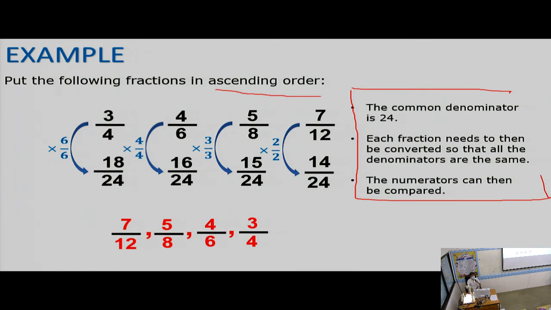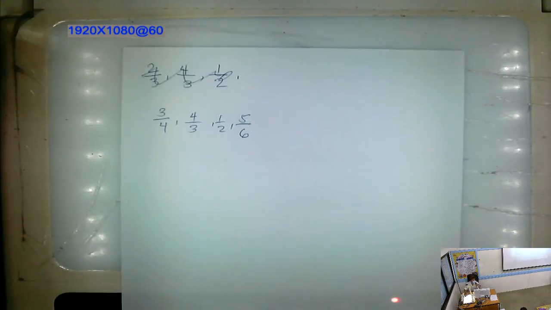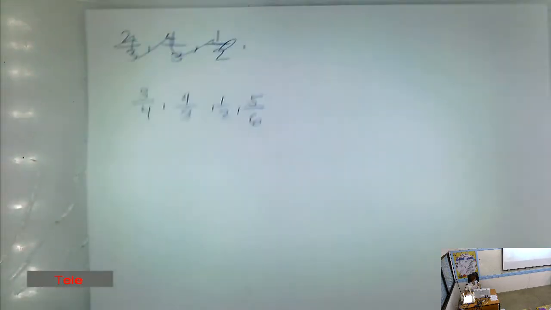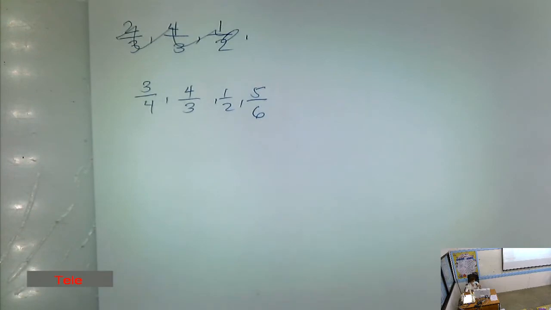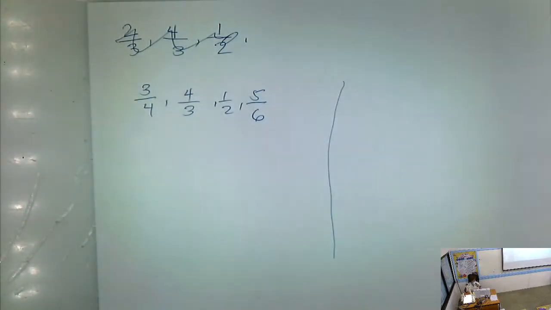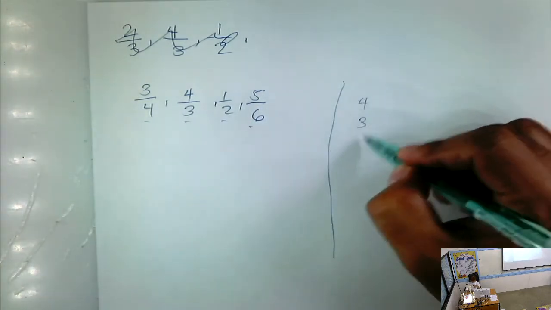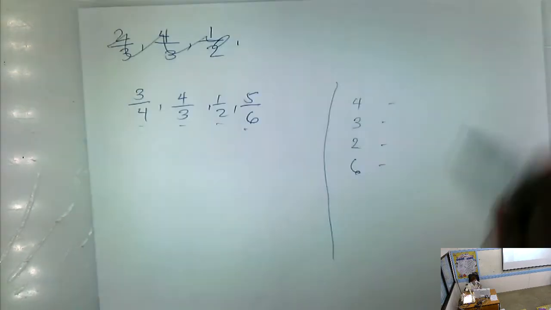Now let's have another example. Okay, let us have these numbers. We have here 3 over 4, 4 over 3, 1 over 2, and 5 over 6. What is the least common denominator? Can you tell me? So the denominators are 4, 3, 2, and 6. So we copy the denominators.